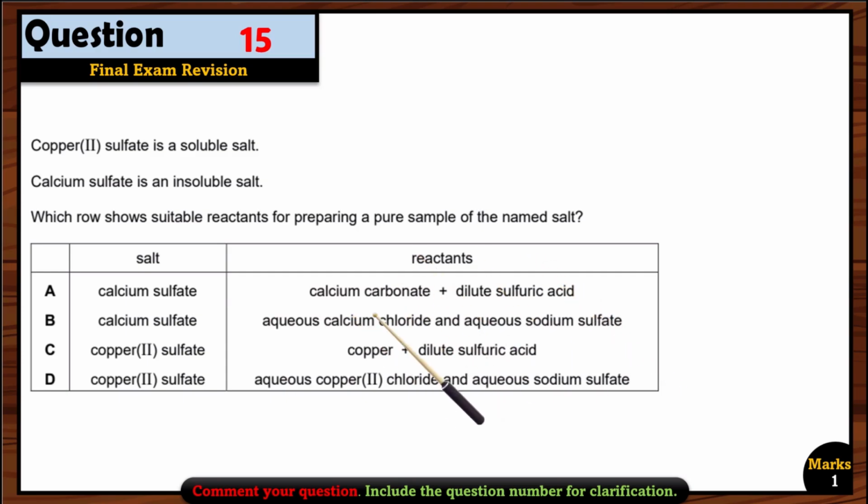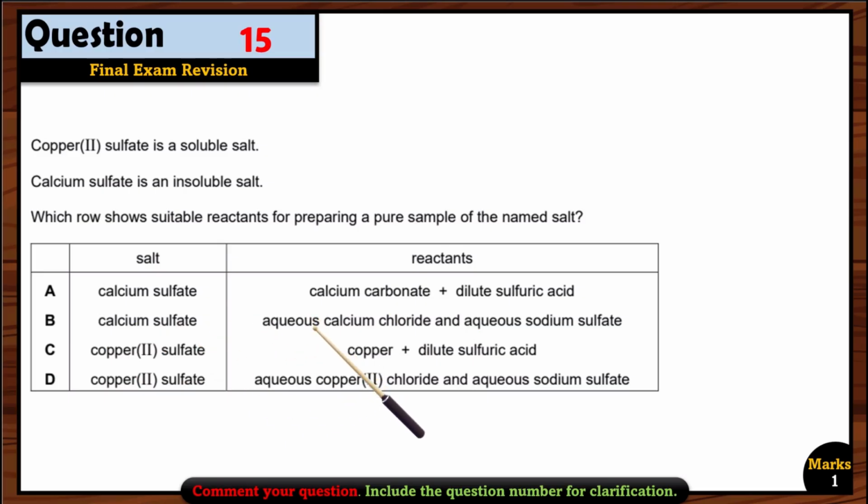These reactants can be right if our salt is also soluble. But our salt, calcium sulfate, is an insoluble salt, so we have to use reactants that are both soluble. Calcium carbonate is insoluble, right? So we cannot use this method. Let's see option B.